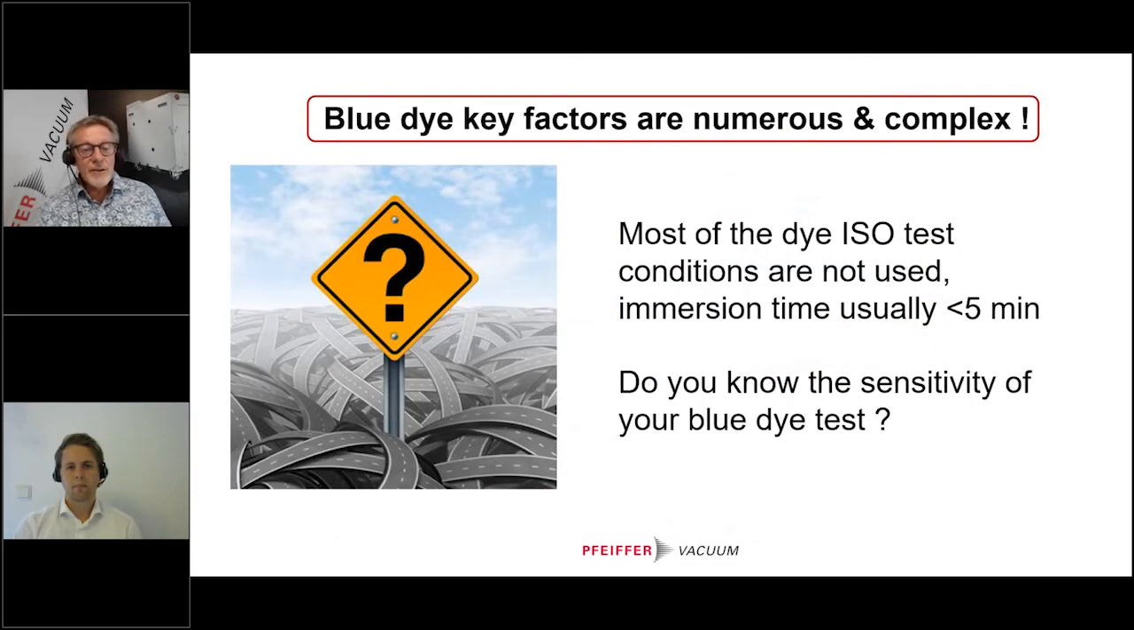Because of that, I would say the question is, do you know the sensitivity of your blue dye test? Did you measure the sensitivity? Do you have an idea of the sensitivity of your blue dye test? And this is a key point if you want to move from blue dye to a deterministic method, because in a deterministic method, you will have to fix a set point. And if you don't know the set point, this could be an issue.